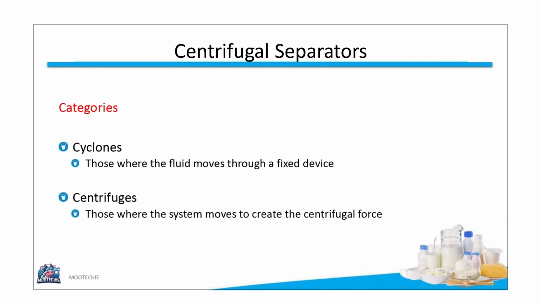Centrifugal separators fall into two main categories. Cyclones are devices where the fluid moves through a fixed device to create separation. Centrifuges are systems where the entire apparatus moves to create the centrifugal force.